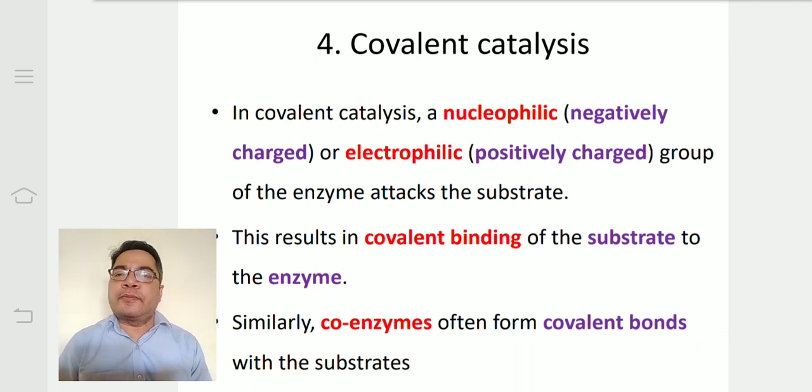Covalent catalysis. In covalent catalysis, the nucleophilic, that is negatively charged, or electrophilic, that is positively charged, group of the enzyme attacks the substrate. This results in covalent binding of the substrate to the enzyme. Similarly, coenzymes often form covalent bonds with the substrate.